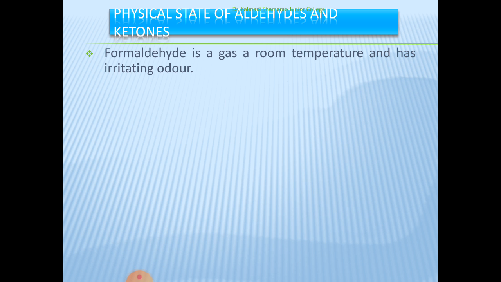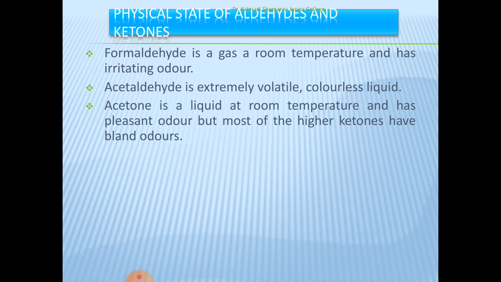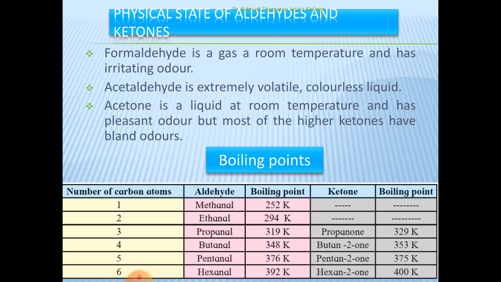Physical state of aldehydes and ketones. Formaldehyde is a gas at room temperature and has irritating odor. Acetaldehyde is an extremely volatile, colorless liquid. Acetone is a liquid at room temperature and has a pleasant odor, but most of the higher ketones have bland odor. Boiling points. Boiling points of the organic compounds, that is aldehydes, increase with increasing number of carbon atoms.